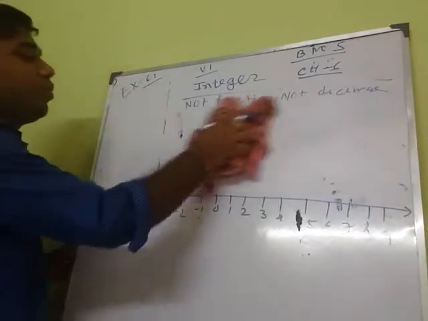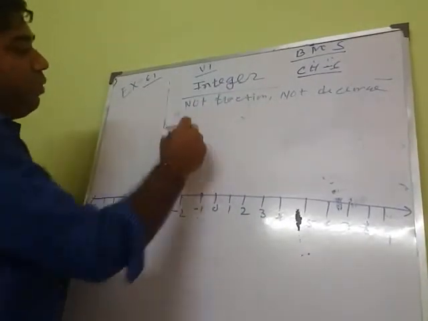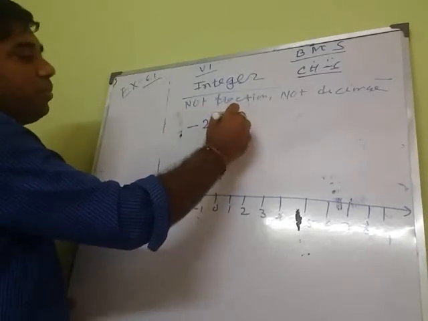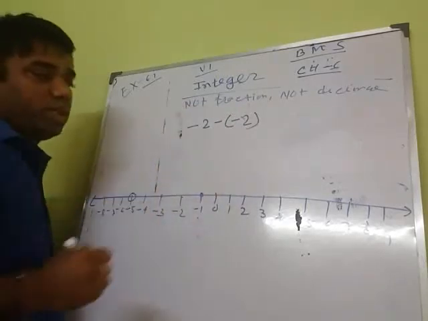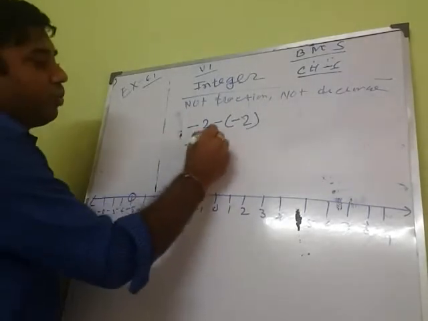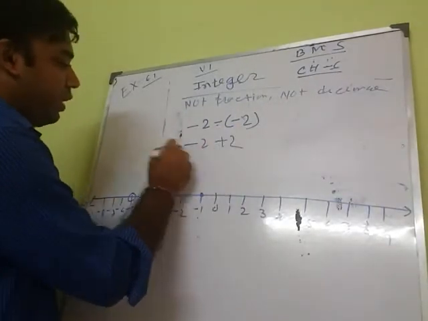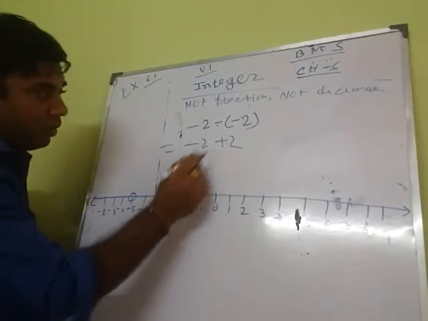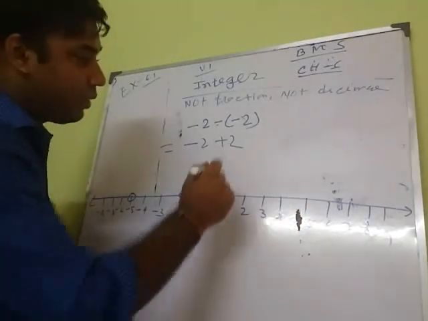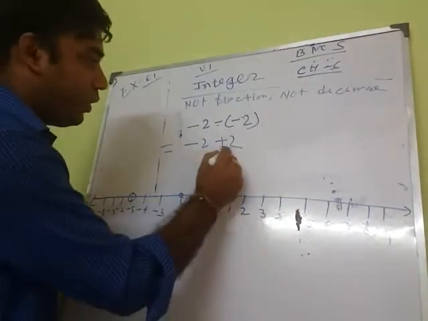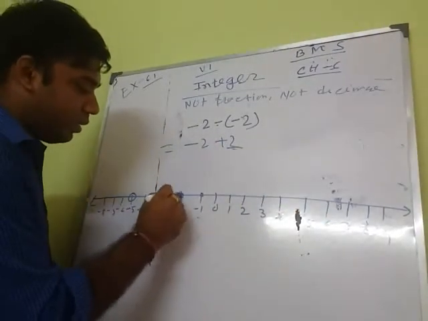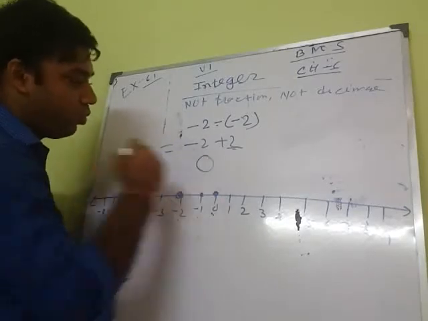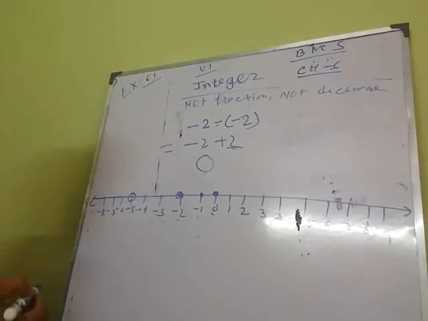Next example, probably the last example, minus 2 minus of minus 2. Okay, so minus 2, minus into minus, plus 2. Okay, so move here to minus 2. Now plus 2 means you have to move to the right hand side. How many? 2. From here, 1, 2, that point is 0. Okay, so 0 is the answer.